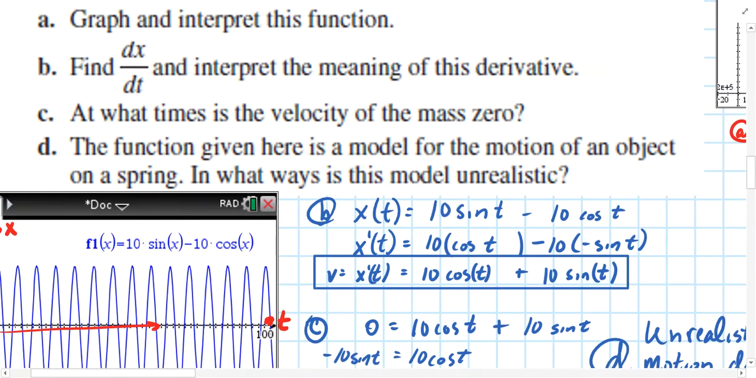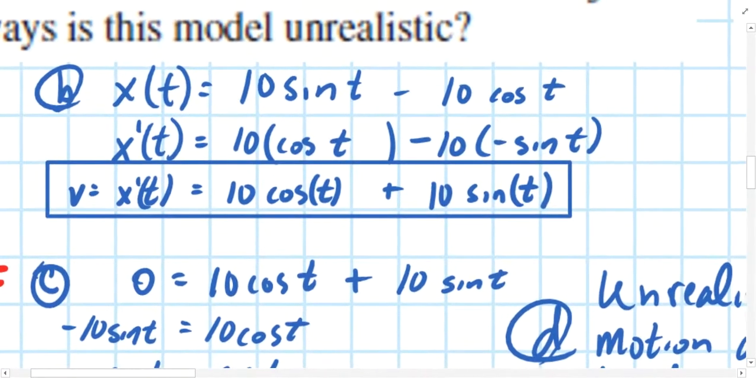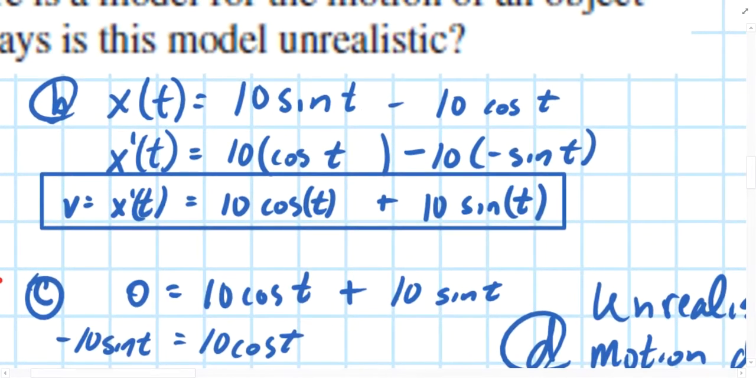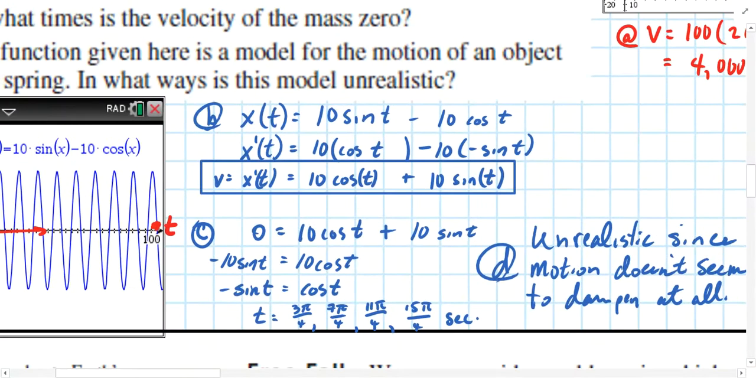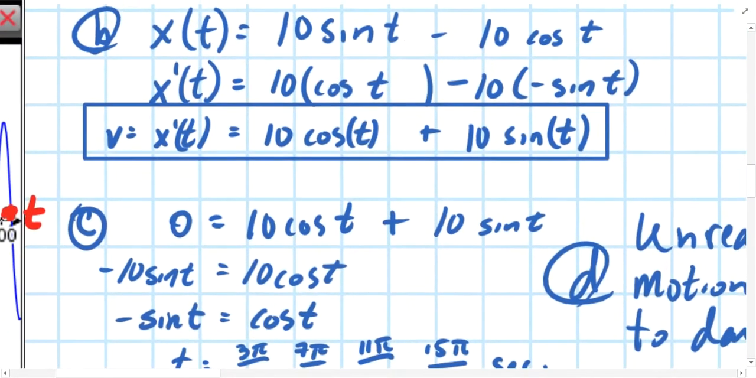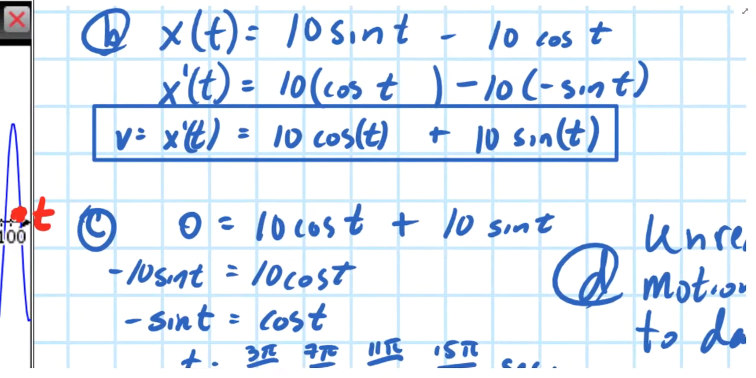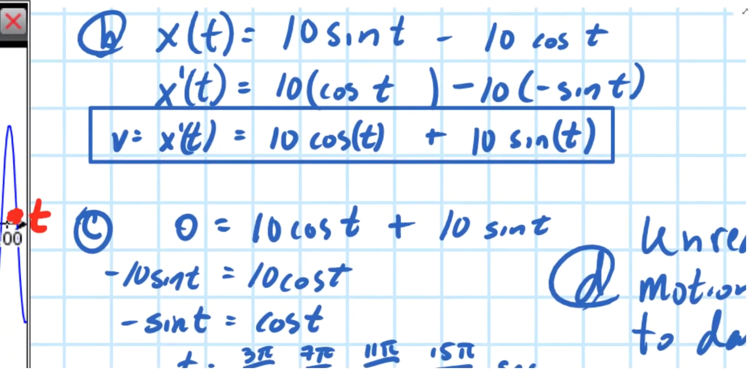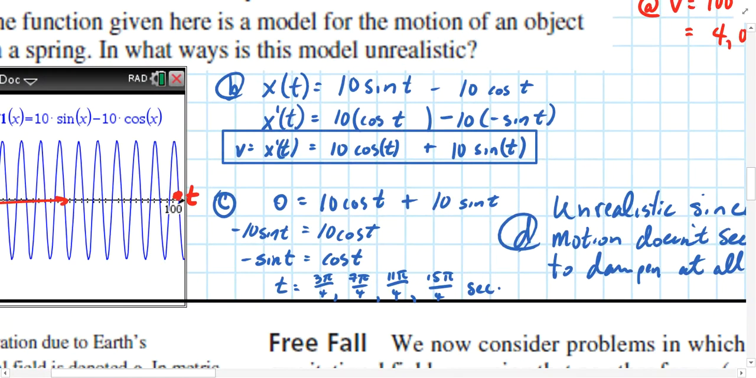Now, while the function is x of t equals 10 sine t minus 10 cosine t, its derivative is pretty straightforward. 10 times the derivative of sine, which is cosine, 10 times the derivative of cosine, which is negative sine. And when we combine those two, 10 cosine t plus 10 sine t, that is our derivative of x with respect to t.